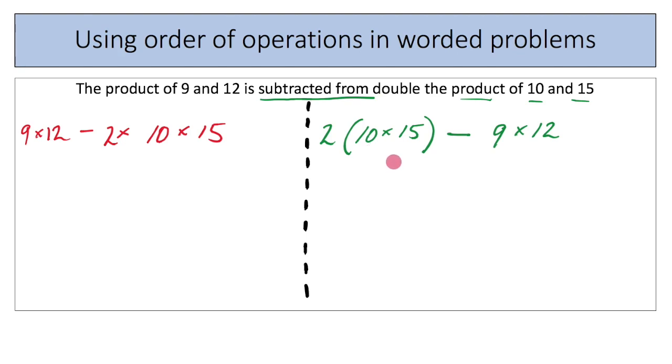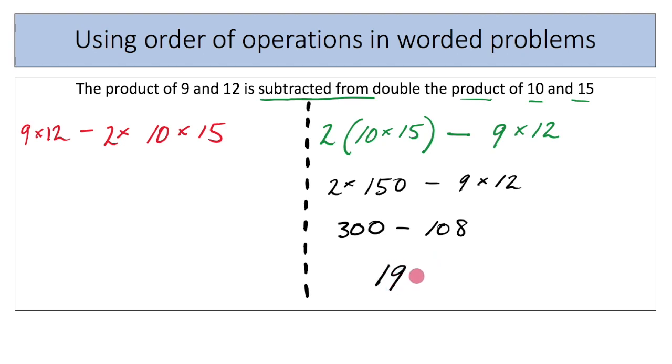All right, so the very first thing I'm going to do, BIDMAS, I'm going to do the brackets. 10 times 15, that's 150. So then I'm going to go 2 times that answer minus 9 times 12. Now we know that when we have multiple multiplications, I'm simply going to work left to right. So 2 times 150, that is 300. Then I'm going to subtract 9 times 12. 9 times 12 is 108. And I know that 300 subtract 108, my answer is going to be 192. That is going to be my final answer.